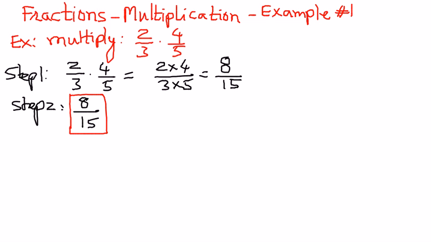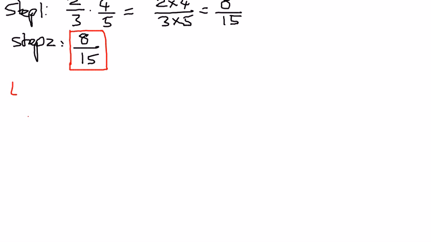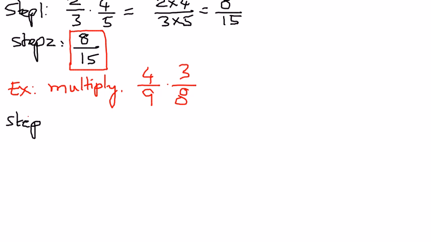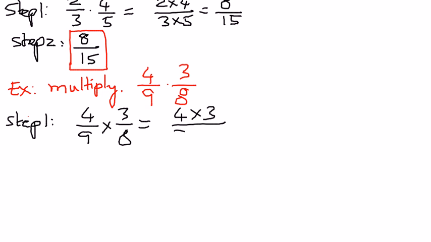Okay, let us look at another example here. This time we have two fractions to multiply. We want to multiply 4/9 times 3/8. Okay, step number 1. So in here we're going to multiply the numerators, 4 times 3, divided by, multiply the denominators, 9 times 8.